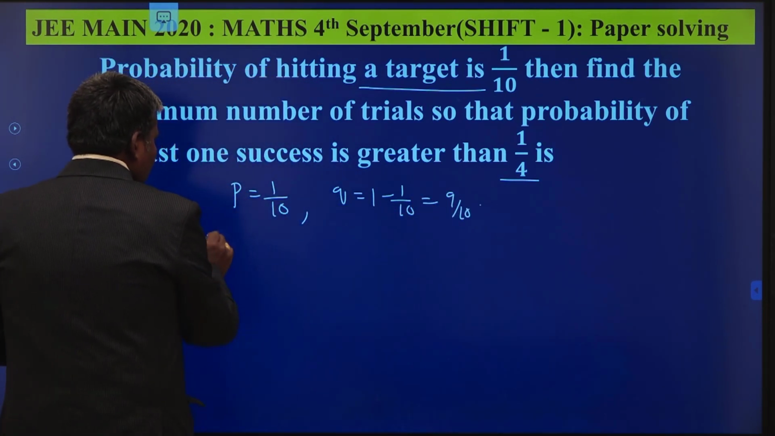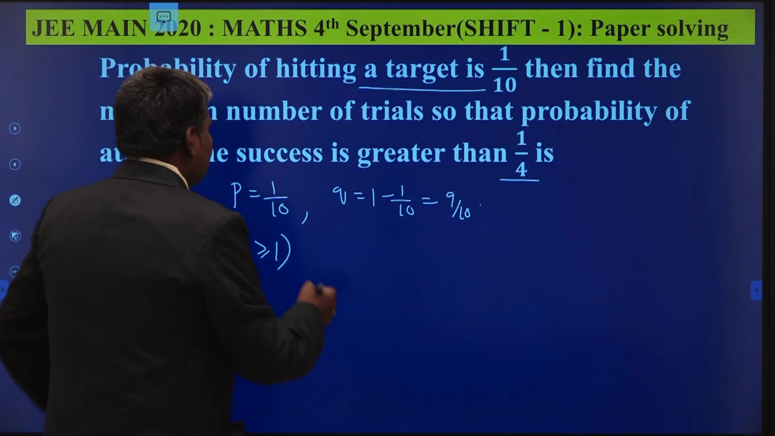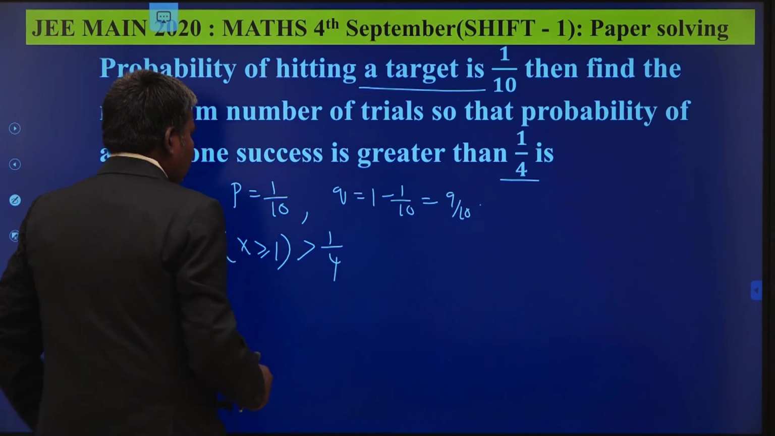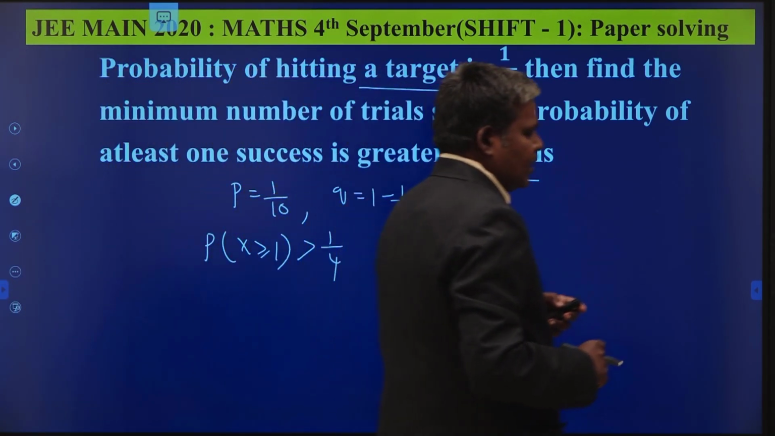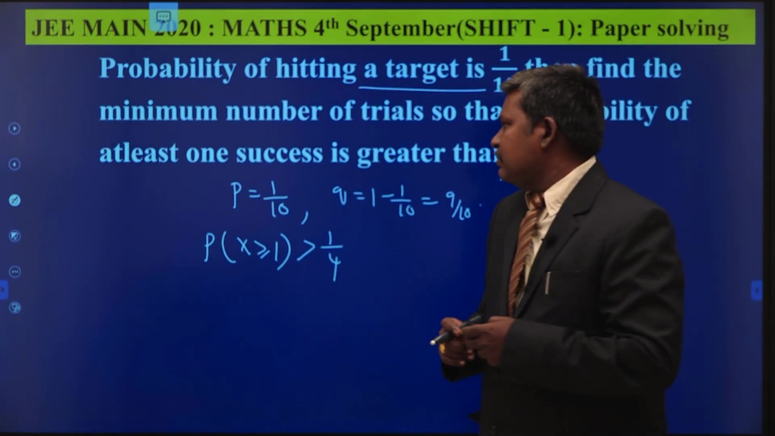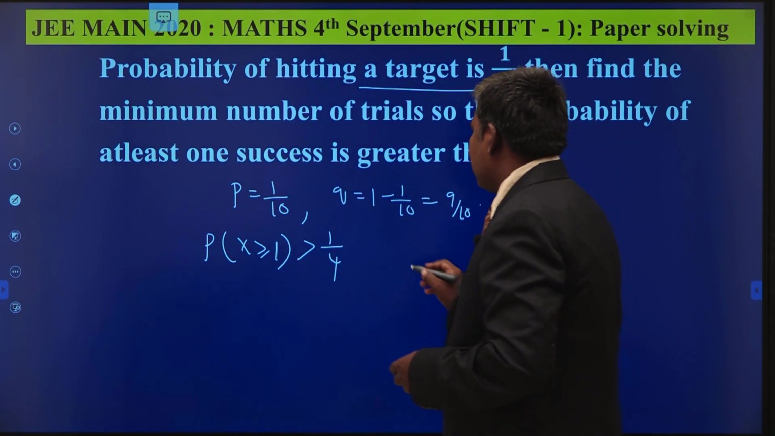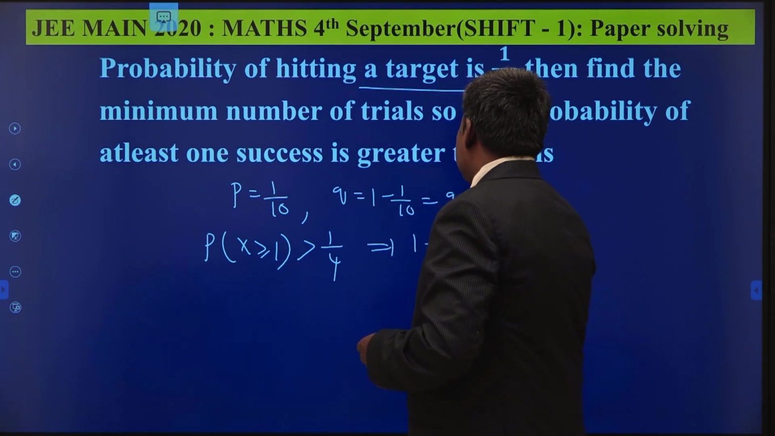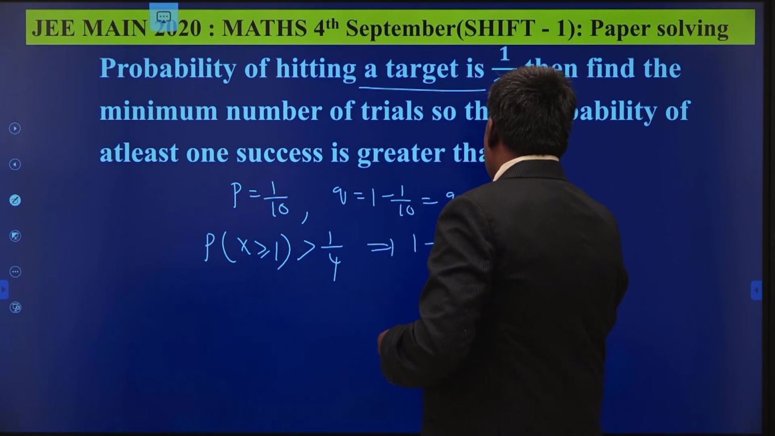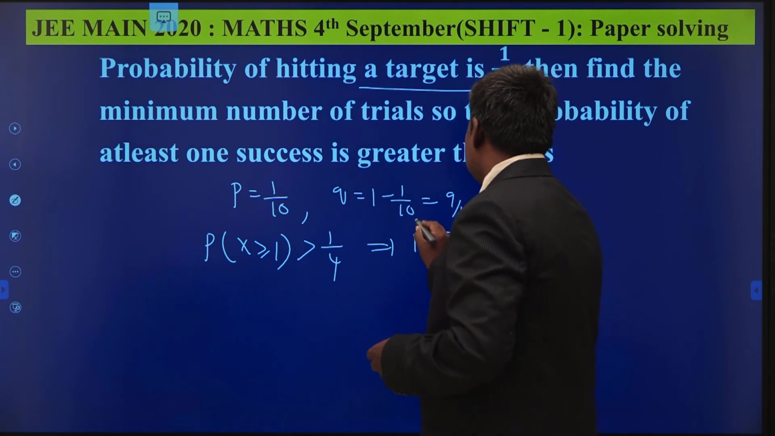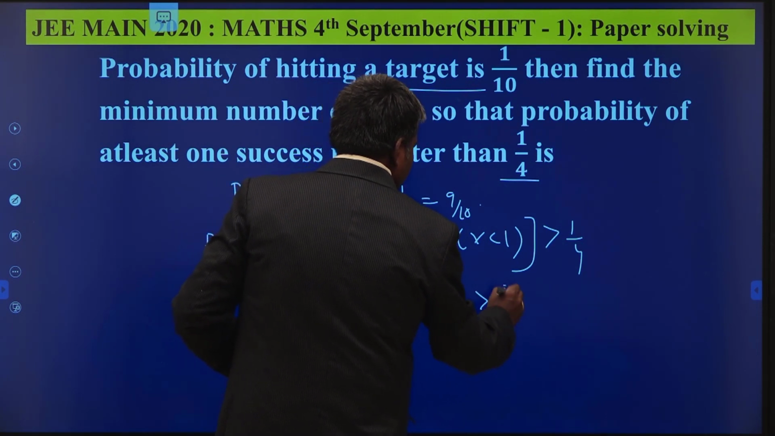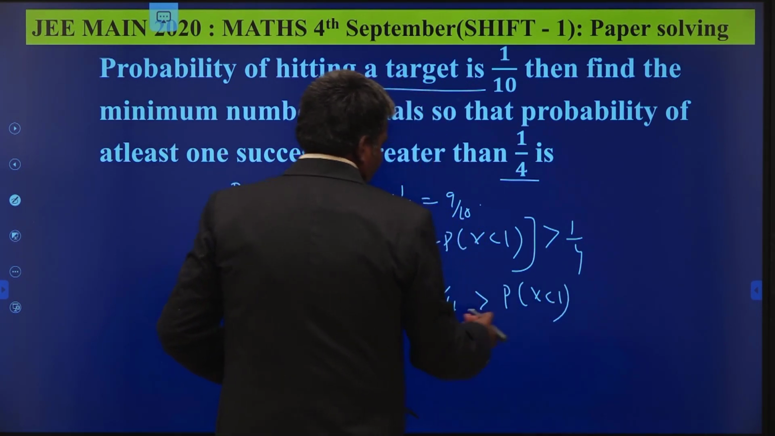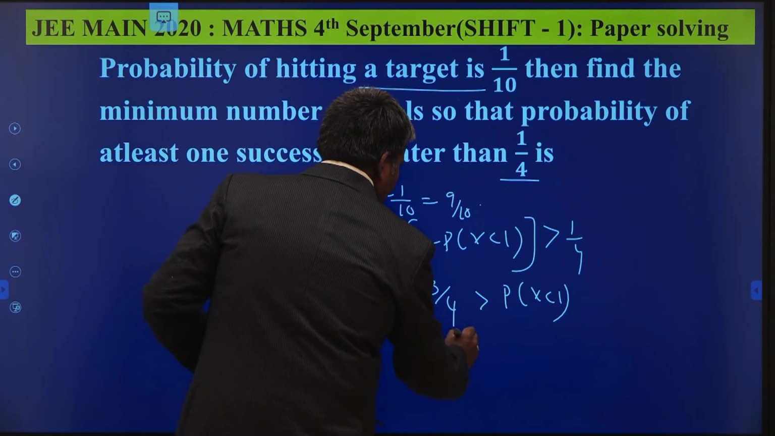What they are asking? The probability of at least one success, P(X ≥ 1), should be greater than 1/4. You have to find the minimum number of trials n. P(X ≥ 1) means 1 - P(X < 1), which is greater than 1/4. So 1 - 1/4, that is 3/4, should be greater than P(X < 1). P(X < 1) means P(X = 0).